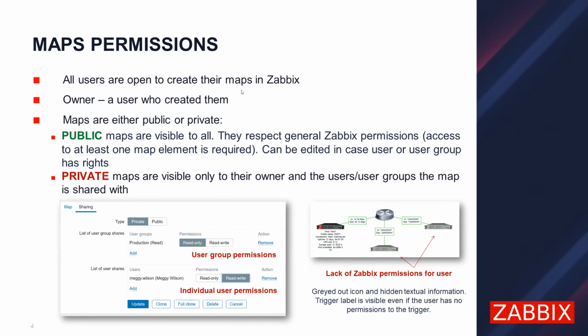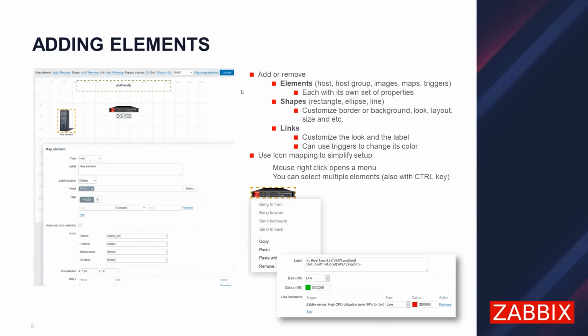So let's say that you have created your maps without any troubles, and usually you do. Then you can start adding elements to your map. And that usually boils down to three things. You can create elements. These are usually host groups, images, different shapes, maps. You can have also triggers depicted on the map. Then you can have some shapes just to visually unite some items on the map. And you can create links.